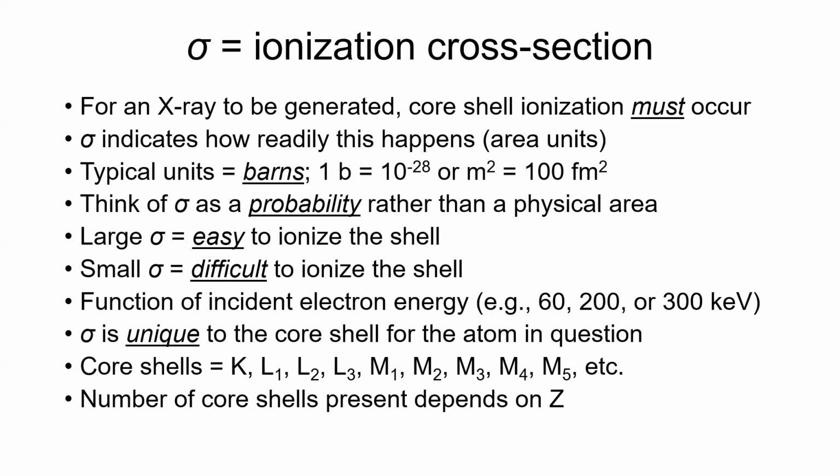Okay, so the core shells we can denote as K, L, M, and then I didn't list N, but you could. And from L on up, you actually have subshells. In the case of L, you have 1, 2, 3, and then in M, you have 1, 2, 3, 4, 5. So this obviously depends on what elements you have present. Not every element, for instance, is going to have M subshells. You gain more subshells as your Z gets bigger.